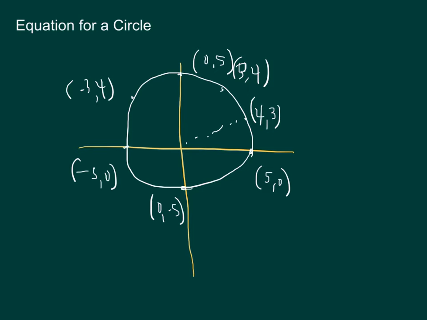So to derive the equation for a circle, what you can do is think about a generic point somewhere on this circle. Let me erase some of this stuff here. I'll put it right here. And I'll call this generic point x, y.